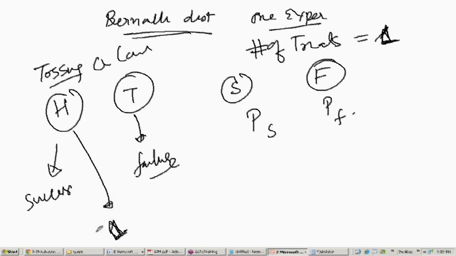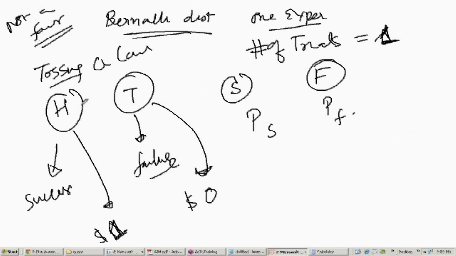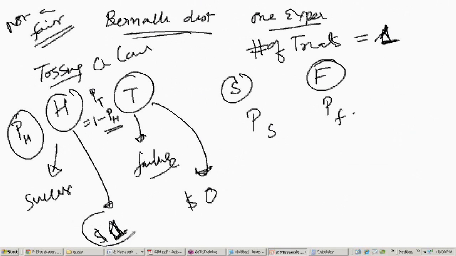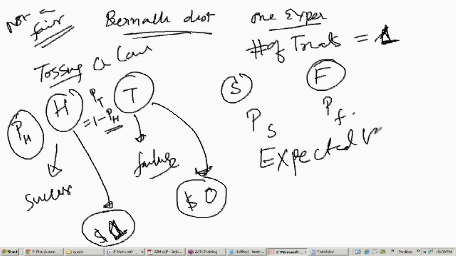Let's say when the head comes, I give you $1, and when the tail comes, I give you $0. However, this coin is not a fair coin. The probability of head is denoted as PH. The probability of tail is PT, or it can also be given as 1 minus PH. Either head or tail will come. When head comes, you get $1. When tail comes, you get $0.